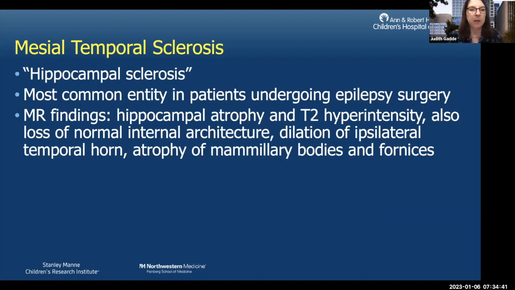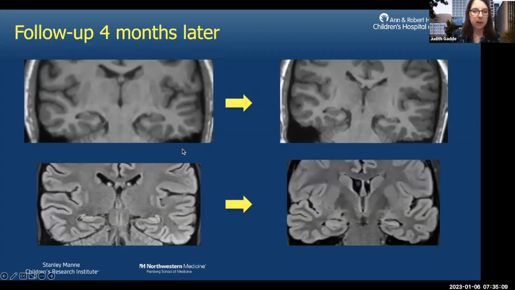So moving on to mesial temporal sclerosis, which some people refer to as hippocampal sclerosis. They say that this is the most common entity in patients undergoing epilepsy surgery. In general, I will say that MTS is something that we see more commonly in adults, but I've seen many cases in children, so it's not just adults. And we saw an example of this earlier when we were looking at the focal cortical dysplasia associated with mesial temporal sclerosis.